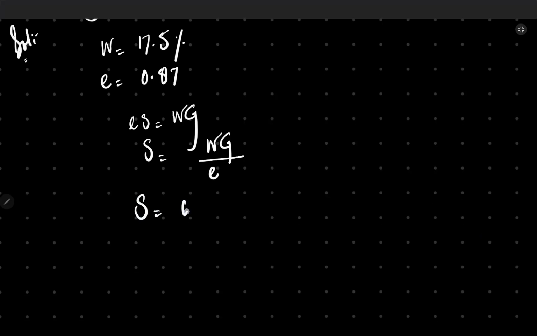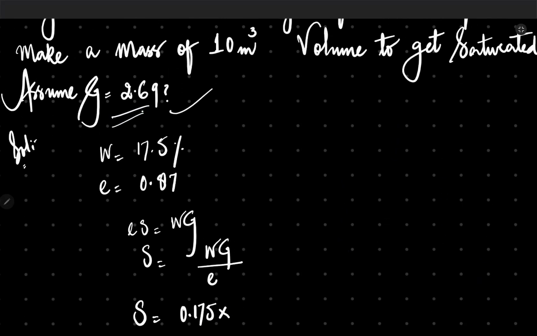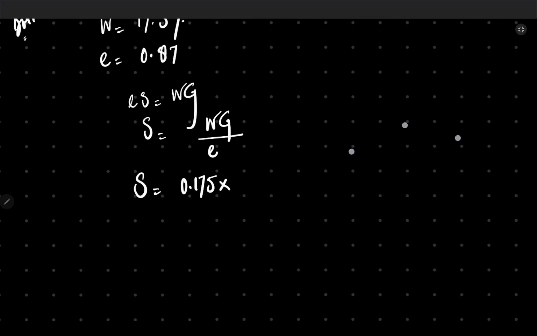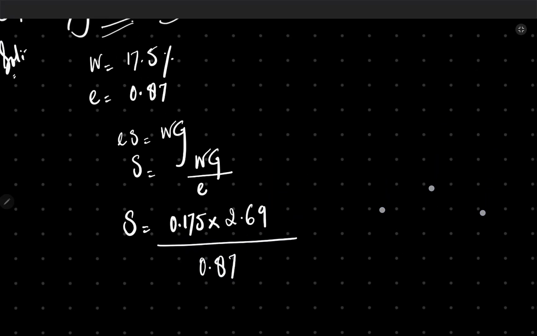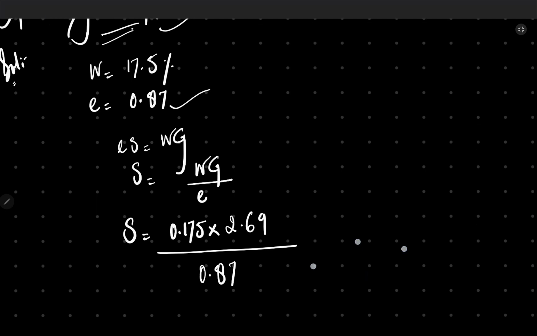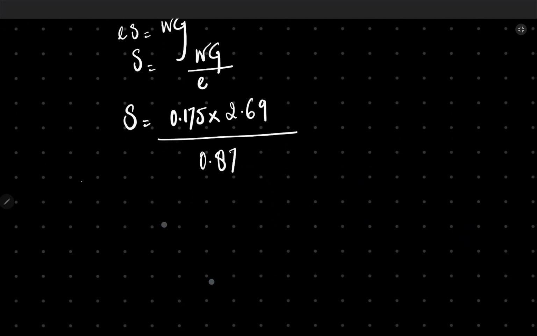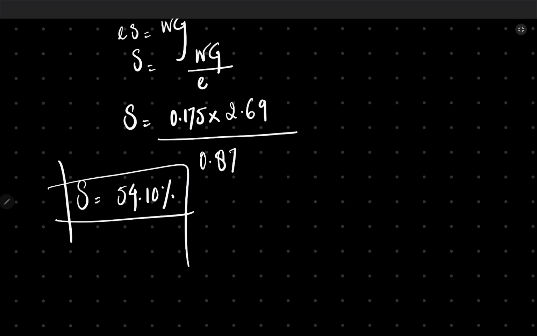So S is equal to water content, 17.5%, multiplied by G, which we have been asked to use as 2.69, divided by e. e is the void ratio that we have been given as 0.87 in the question. So according to the calculations, degree of saturation is equal to 54.10%. All right. So we have calculated the degree of saturation, which was the first thing that we needed to find out.